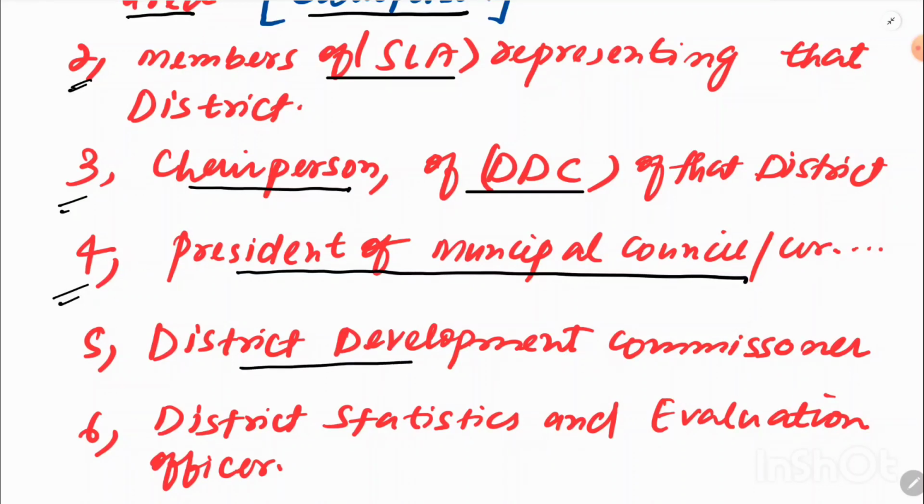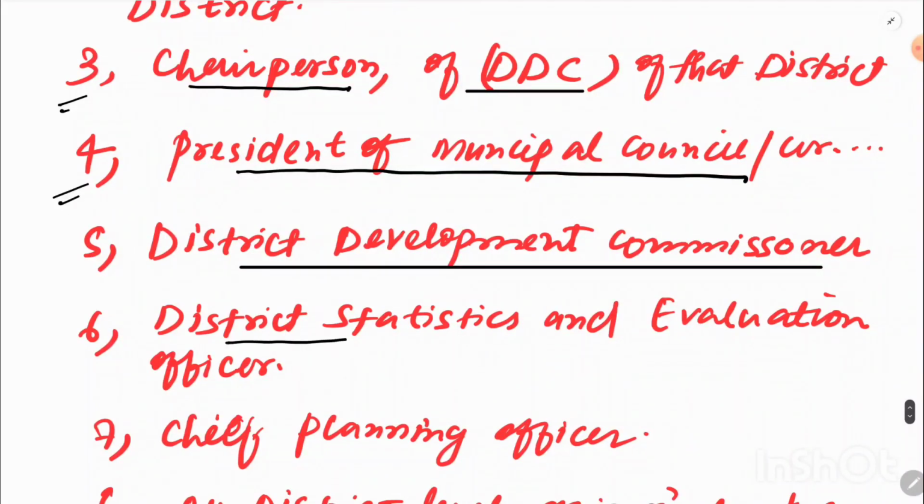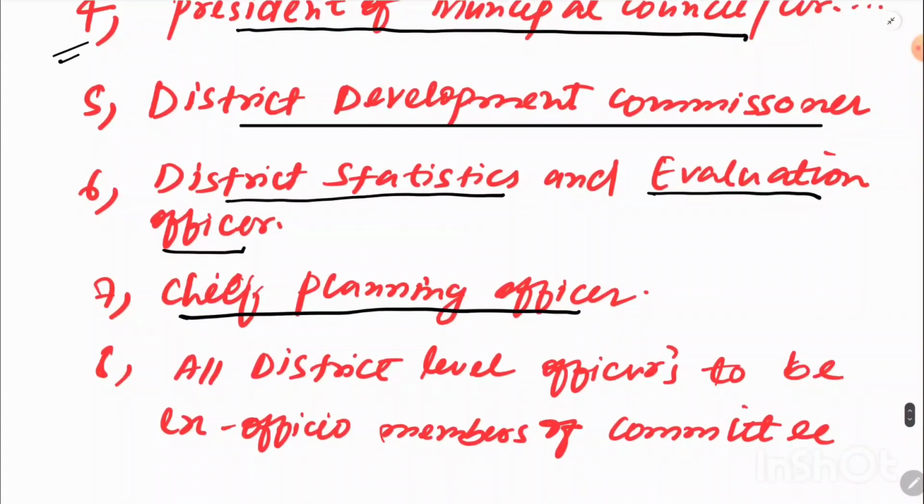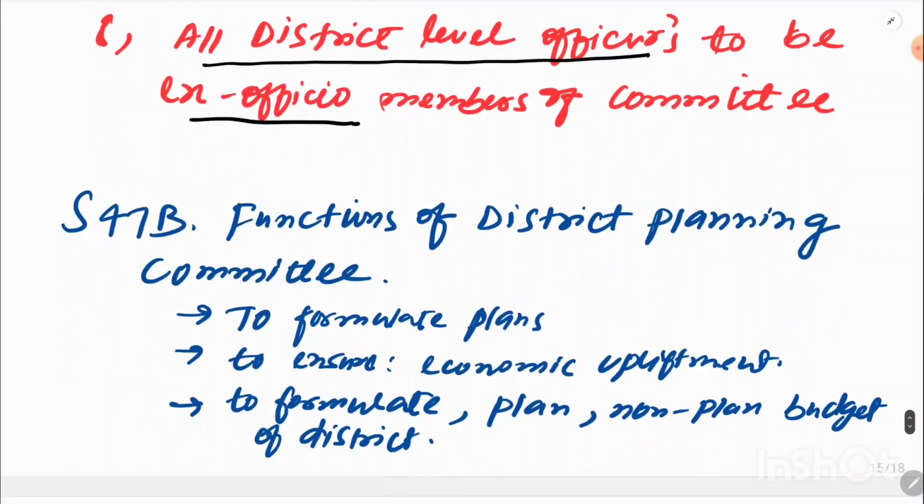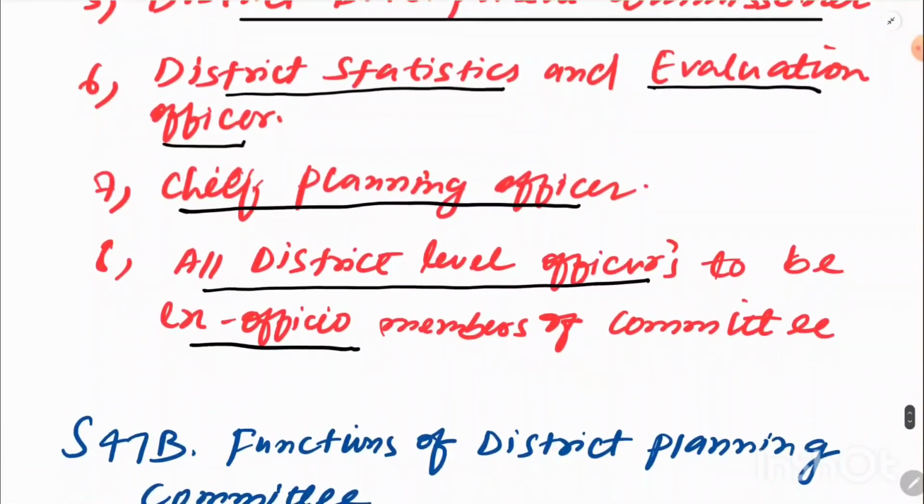Now district development commissioner should also be the member of it, okay. Now, district statistics and evaluation officer, okay? He shall also be one of its members. Then who shall be the member? Chief planning officer shall be the member. And all district level officers shall be the ex officio members of the committee. As I already told you, what is an ex officio member? It is actually a person who is already holding an office. And then by virtue of his talent or something else, he is supposed to hold another office or is the member of other office. That is an ex officio member, okay? I hope it's clear. Section 47A, very important.